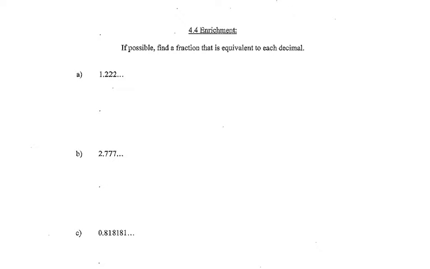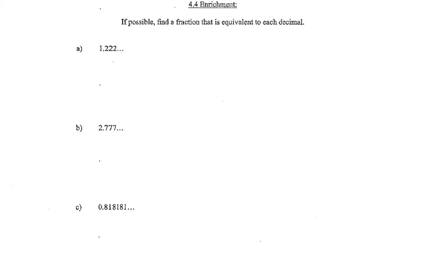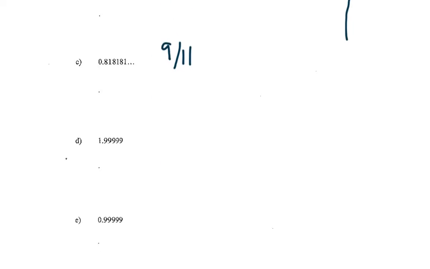Okay, the last page we're just going to whip through real fast here. It says find a fraction equivalent to each decimal. So here we're just dealing with mixed numbers. Same kind of process here. This one would be 1 and 2/9. Part B, what repeats? The 7s repeat. So that's just going to be 2 and 7/9. Letter C, 81. Again, that is a multiple of 9, so that's just going to be 9 11ths.